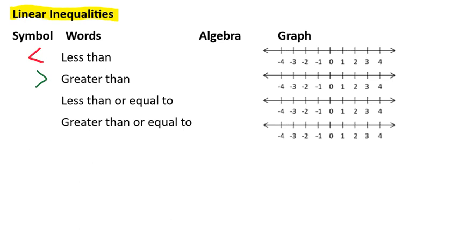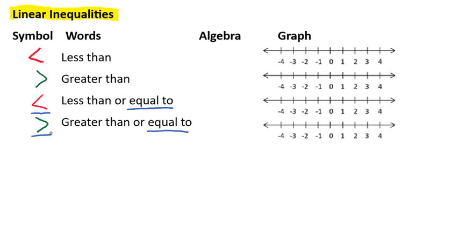So because it says less than, we'll have our less than symbol, but because it says or equal to, we add a line underneath it to represent or equal to. So our next one says greater than or equal to, so we use our greater than symbol, and then again, because it has the words or equal to there, we'll put our equal to sign underneath.